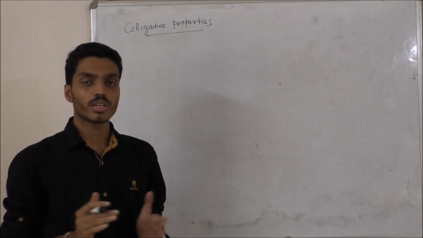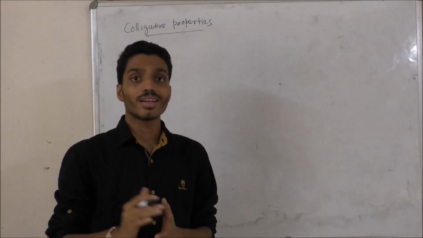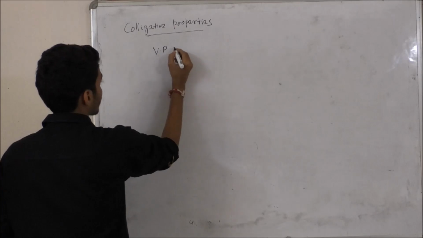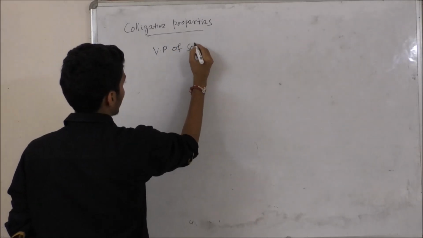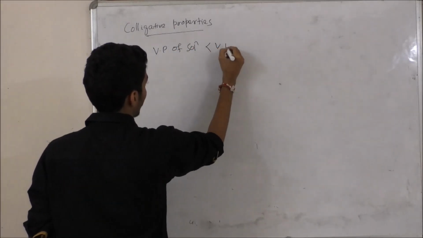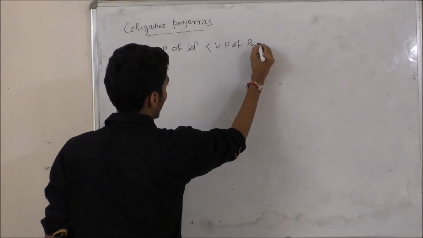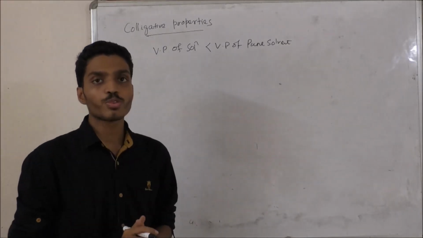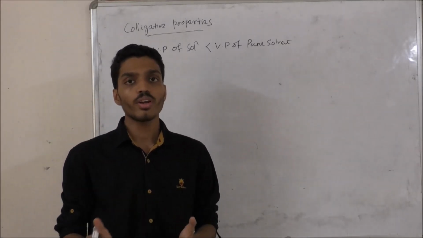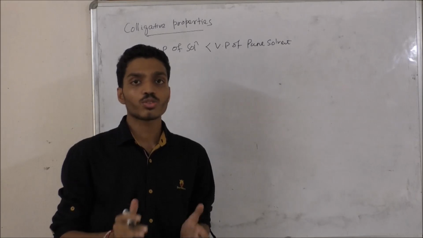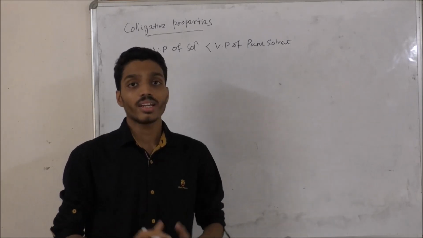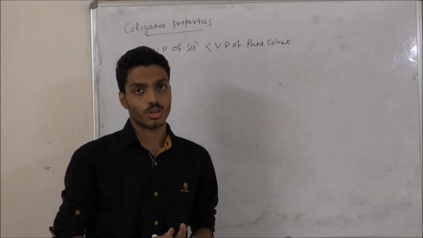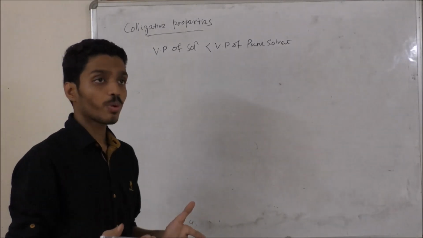In the solution of solid plus liquid, the vapor pressure of the solution is less than the vapor pressure of the pure solvent. Or you can say the vapor pressure of the pure solvent is decreased when we add a non-volatile solute to it. And there are many properties of solution which are related to lowering of vapor pressure, and let's discuss those properties.